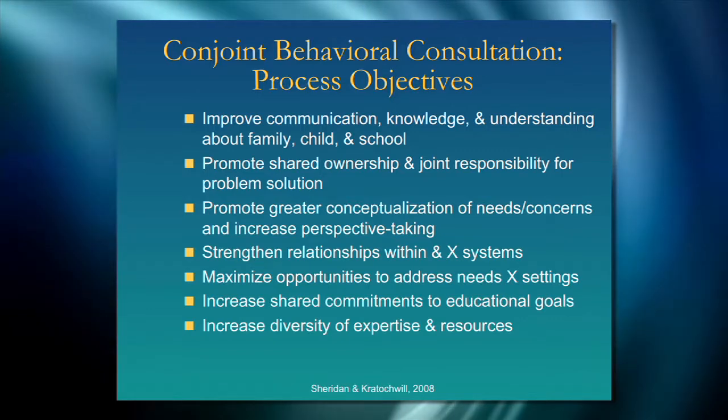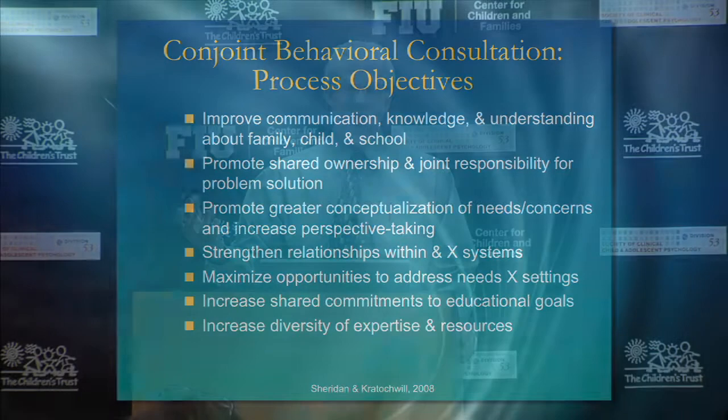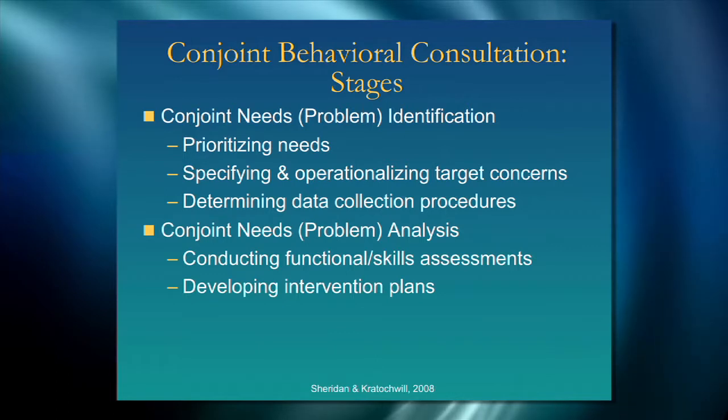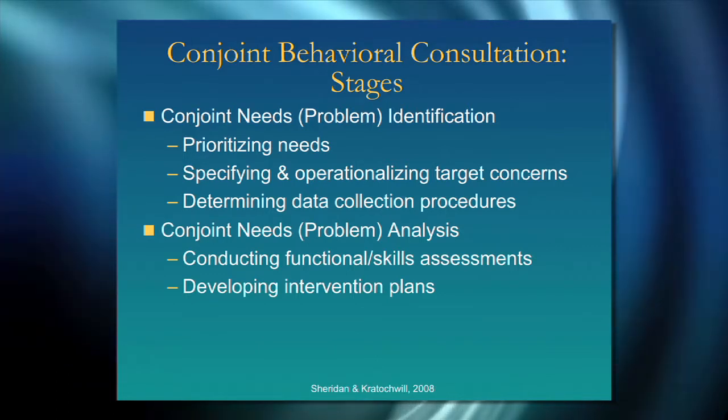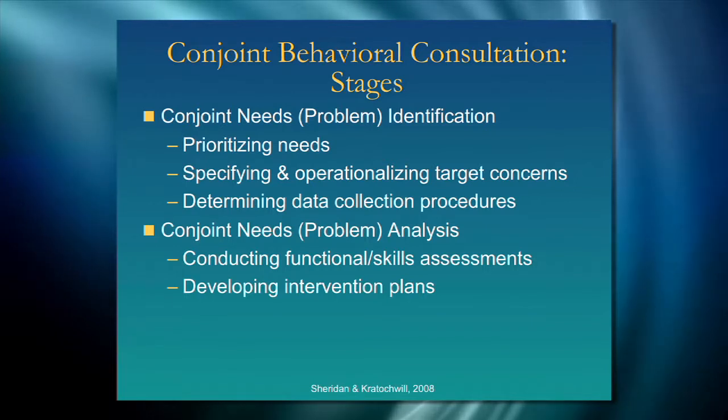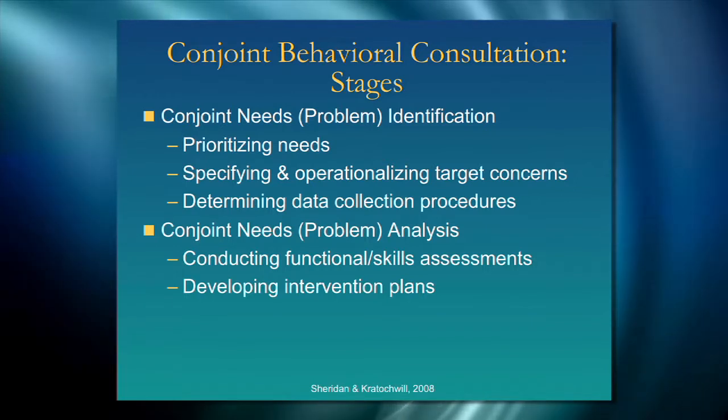Now we're bringing the parent into the equation, and the parent is the expert on the kid. Let's face it, the parent is in the best position to know that child's history, to know that child's development, and other factors that may be important for us to consider. So here's the good news: with conjoint behavioral consultation, the stages are almost identical to the consultative problem-solving model. They're just given different labels.